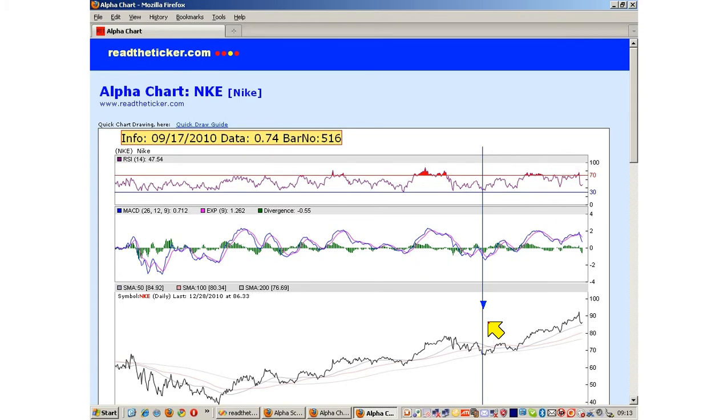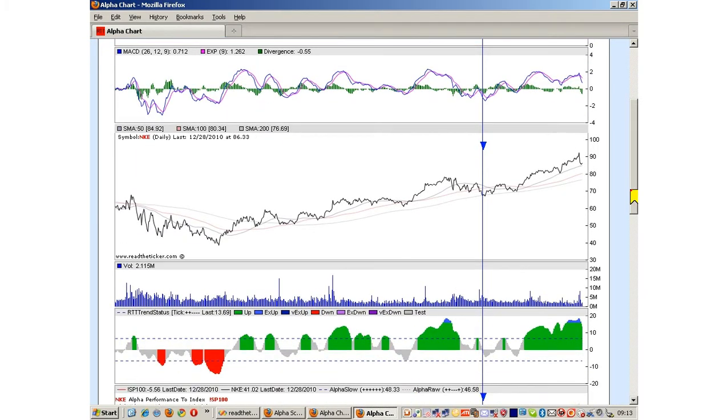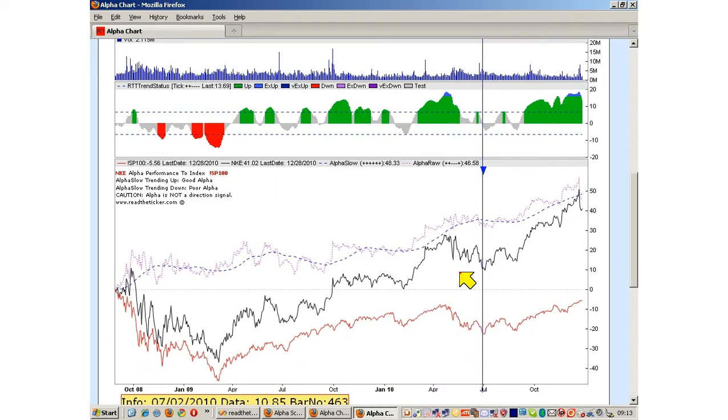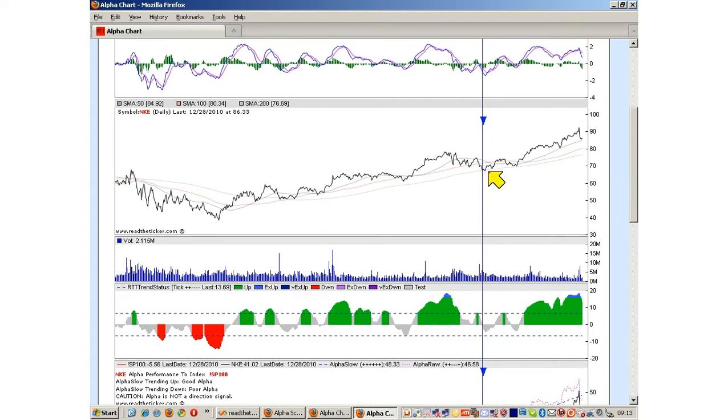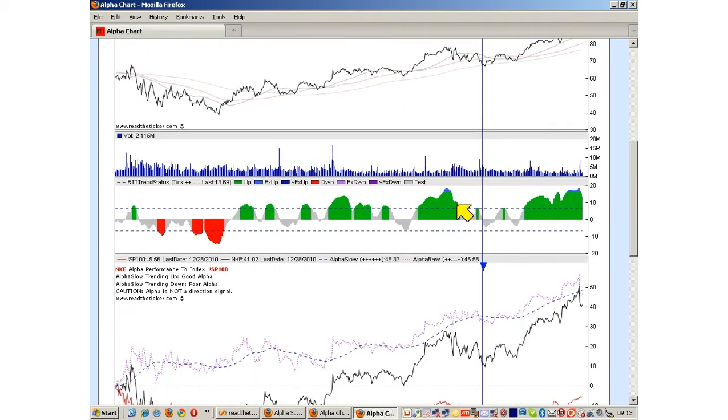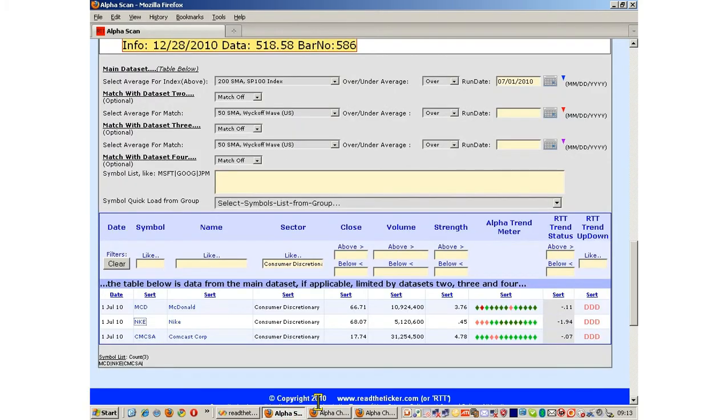Once again, this is where the date of selection is. As you can see here, the alpha is strong. Even during the sell-off, the alpha holds very well. If you bought around here, you would have been very well rewarded. So if the stock would have gone from 70 bucks to 90 bucks, that's 15, 16, 17%. The trend tool shows it's mostly green. There's no red there. Excellent.